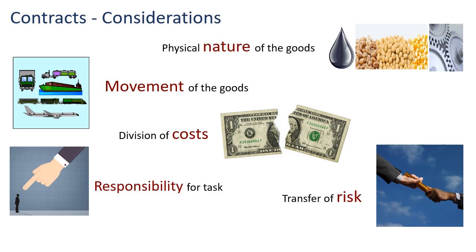And then the most important thing with respect to risk on the potential loss or damage to the goods. Again, this can be different from responsibility and it can be different from division of cost. It can be different from the actual movement of the goods. So this is another aspect which needs to be mentioned in the contract.